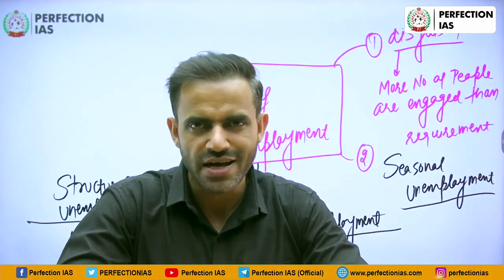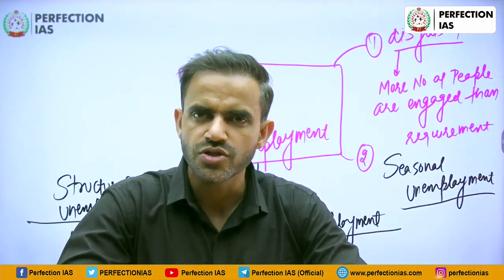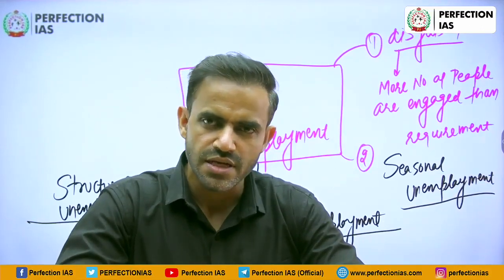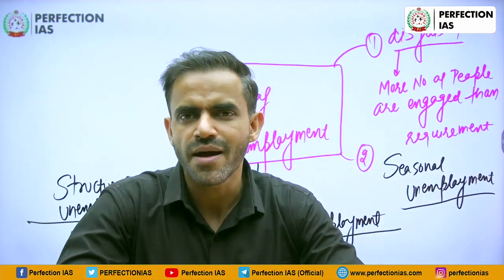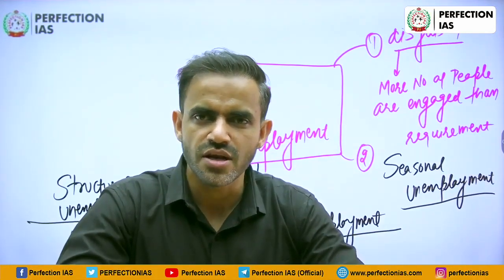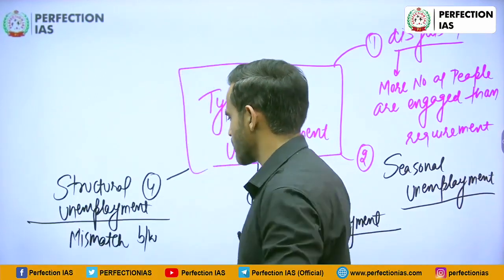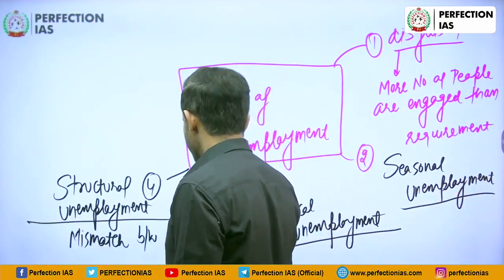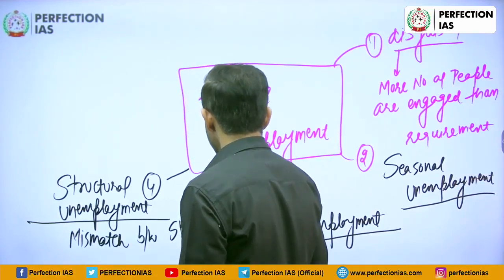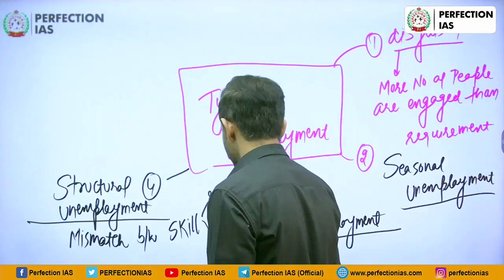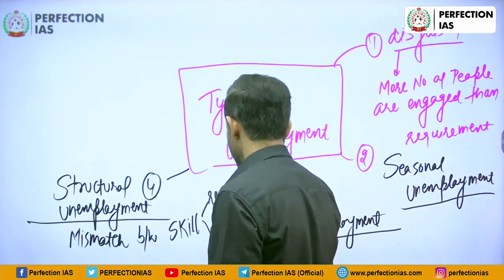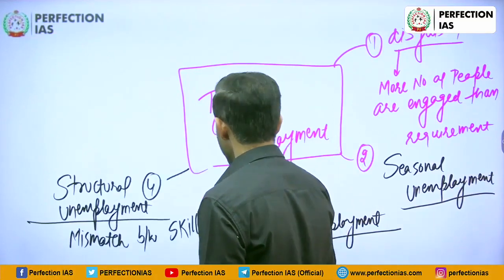So are you going to hire that person? Obviously no, because you need to hire a cook. So that means the person has a different skill and your requirement is different. Such type of unemployment is known as structural unemployment. So there is a mismatch between skill required and skill available.